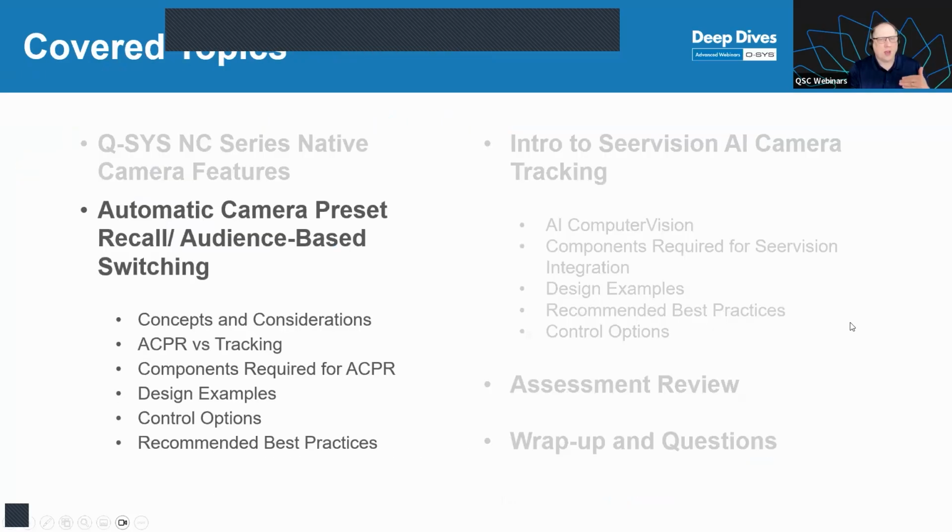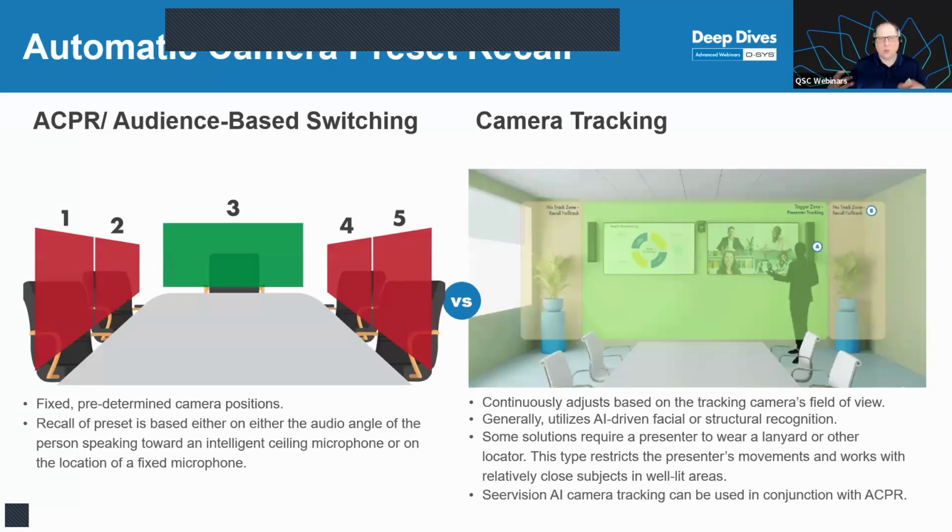So let's talk now about ACPR, Automatic Camera Preset Recall. What is it? What are the functions? How is that different from camera tracking? When we talk to our customers about their needs and their requirements for these rooms, for these video conferencing suites, they oftentimes say, I want to have camera tracking.